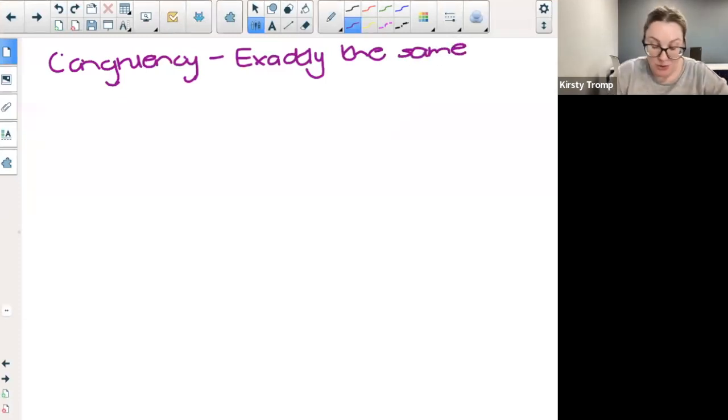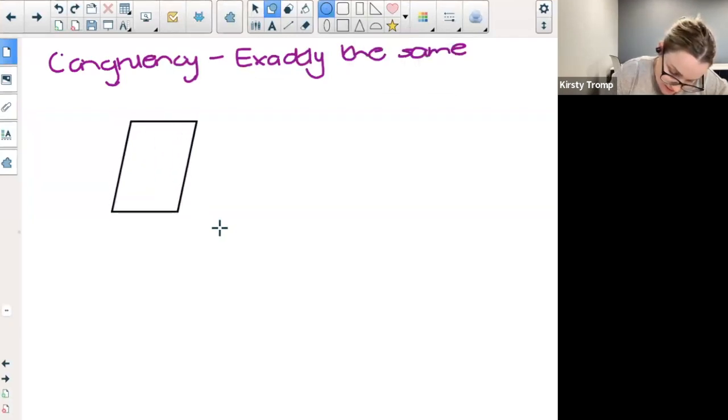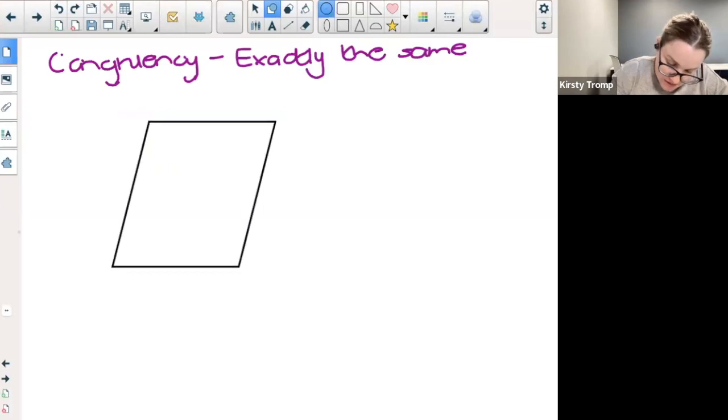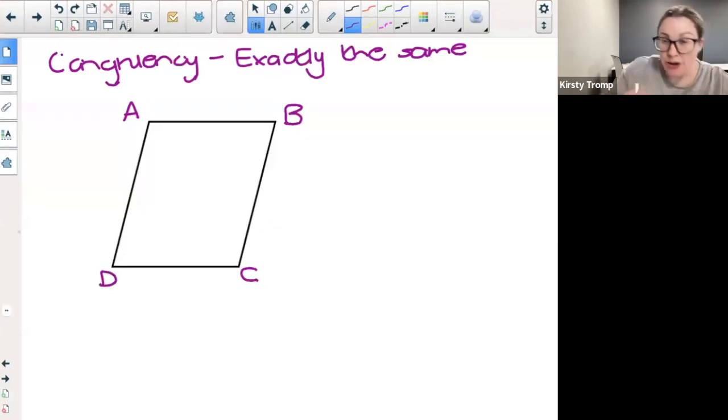Exactly the same. Okay, so let's go draw 2 shapes for ourselves so we can see what I mean. Let's pick a rhombus. All right, so here is my original rhombus. I'm going to call this original rhombus A, B, C, and D, going in alphabetical order and going all the way around the shape. So I've got angle A, B, C, and D.